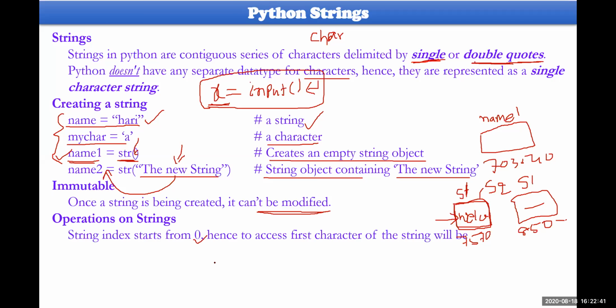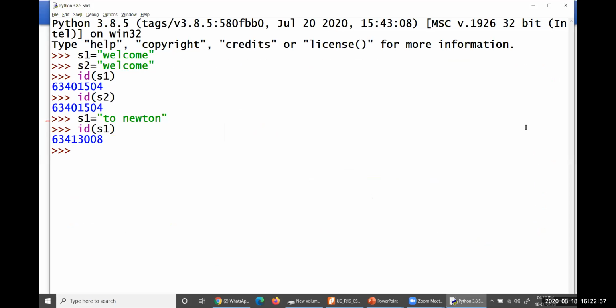Always starts with 0. So the first character will be stored at name of 0, whatever the variable you have taken. I'm considering this particular name here. So name of 0, name of 1, name of 2, and so on. Let us see the example here. S2 does have WELCOME. So S2 of 0 is W, S2 of 1 will be E, S2 of 2 will be L, and so on and so forth.